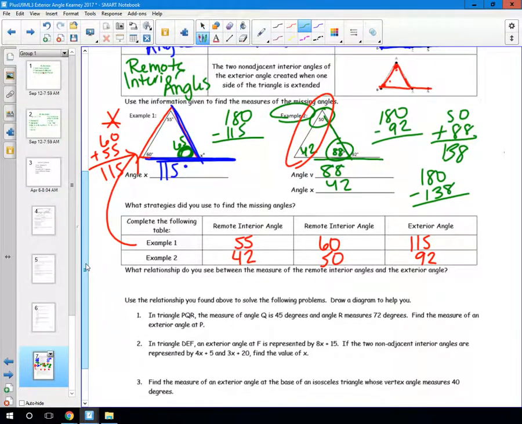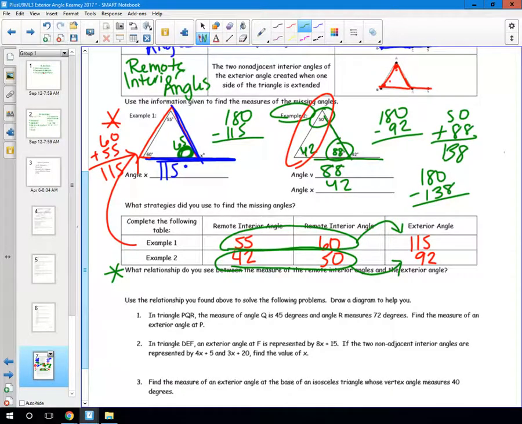So what I want you to do is take a minute to consider this question. The question says, what relationship do you see between the measure of remote interior angles and the exterior angle? What relationship do you see between these two remote interior angles and their exterior angle? Do you see any kind of connection? Perhaps look at the next one, 42 and 50. What's the connection between 42 and 50 and 92?